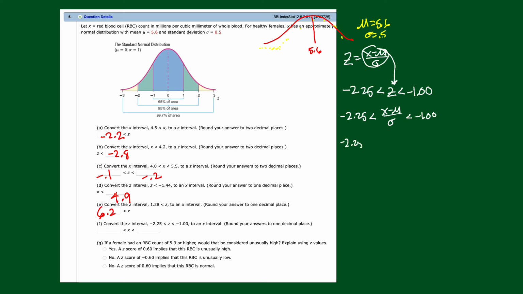Negative 2.25 is less than x minus the mean, 5.6, over the standard deviation, 0.5, and that is less than negative 1.00. All right, you know what to do here. Multiply by 0.5. So when I did that, I got negative 1.125. That's less than x minus 5.6, which is less than negative 0.5. Now we can solve for x just by adding that 5.6 to all three parts.